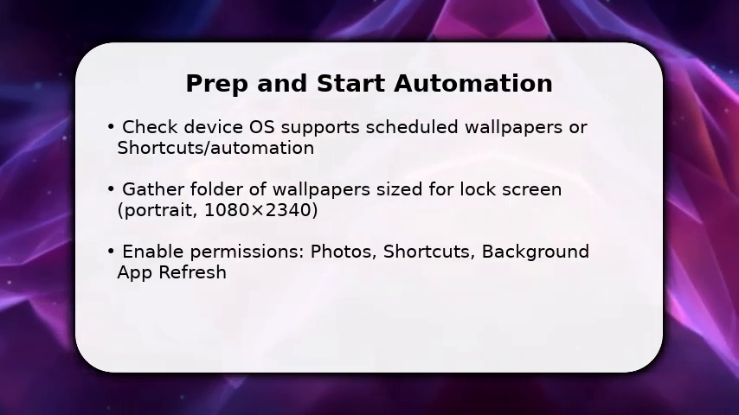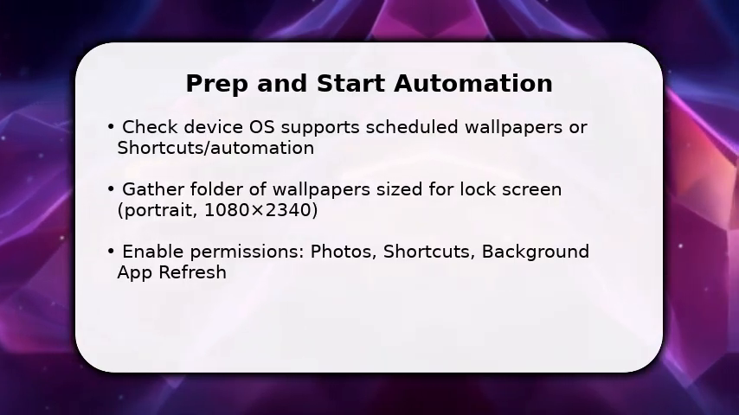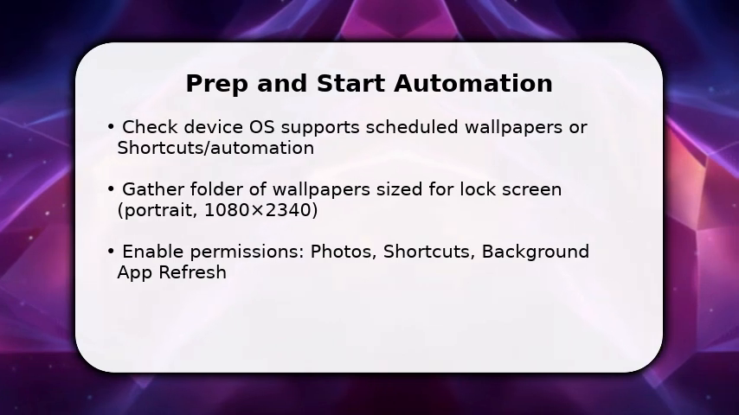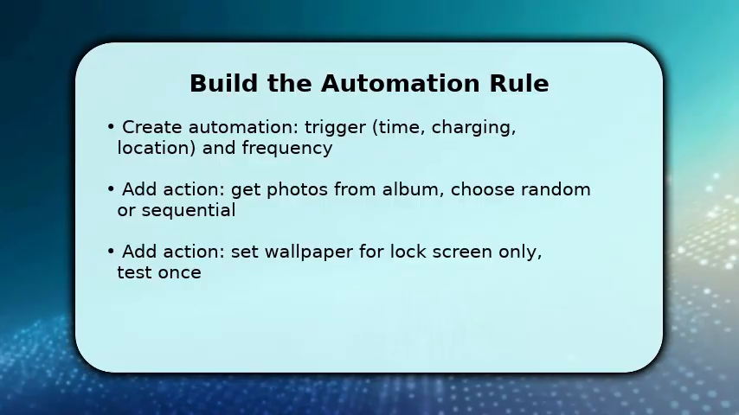Make sure to select the album you prepared. This ensures the automation picks only suitable images. This avoids mismatches and keeps the lock screen visually consistent. Now you assemble the rule that swaps the lock screen.